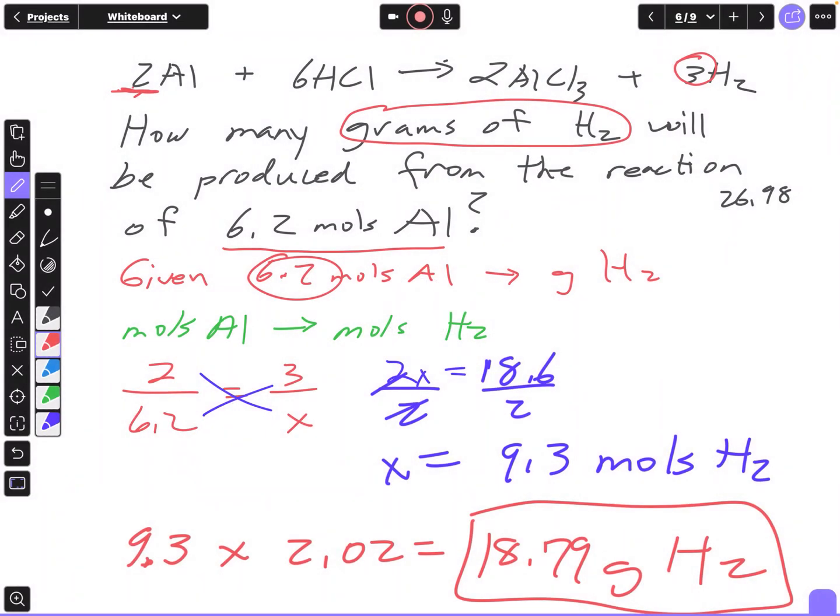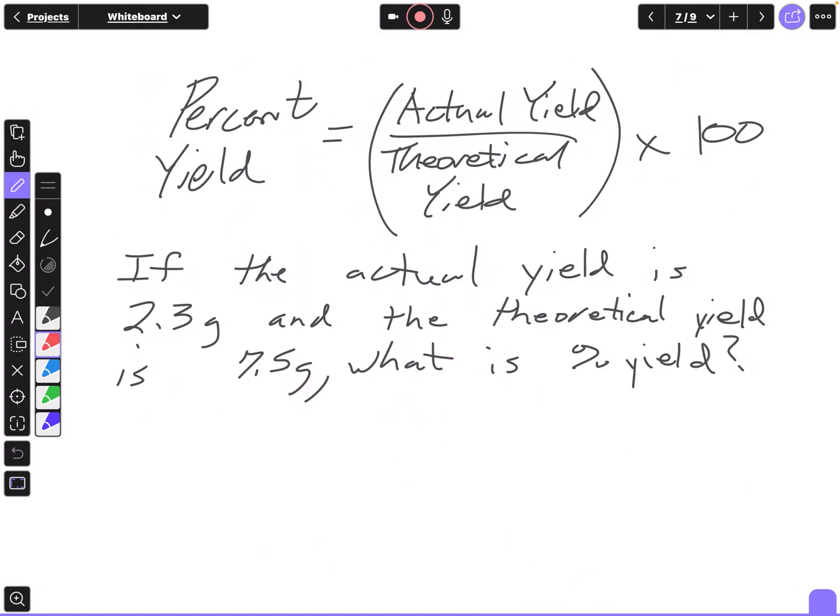Okay, next problem. If we're talking about percent yield, it is equal to actual yield divided by theoretical yield times 100. Well, my percent yield tells me how efficient a reaction is. My actual yield should always be lower than my theoretical yield.